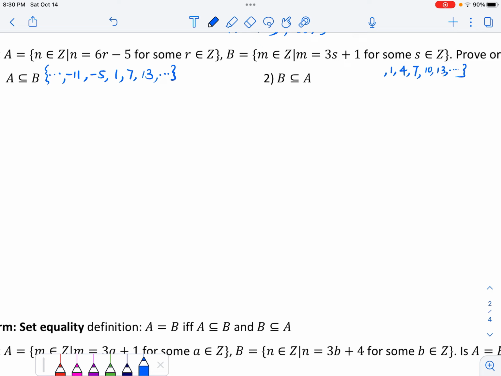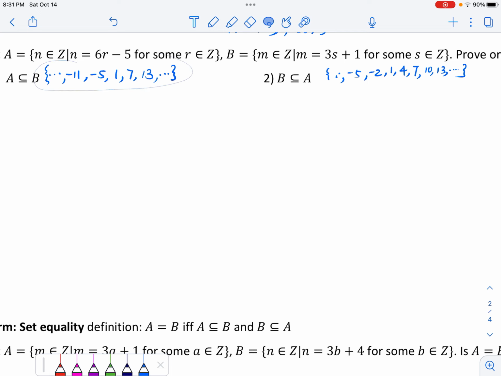If you plug in negative 1, 3 times negative 1 plus 1 is negative 3 plus 1, which gives you negative 2. And you would not be surprised, because 1 minus 3 gives you negative 2. So the next one in the list will be negative 5, and so on and so forth. So all the numbers in set B differ by 3, while all the numbers in set A differ by 6. Obviously, it seems like all the numbers in A are in B, but some numbers in B are not in A, right?